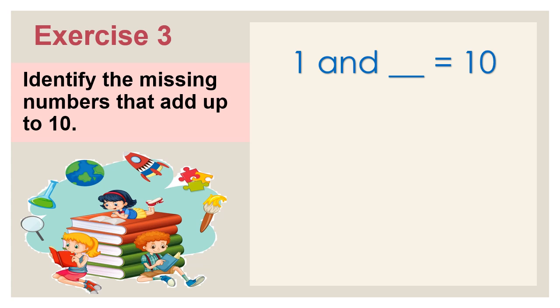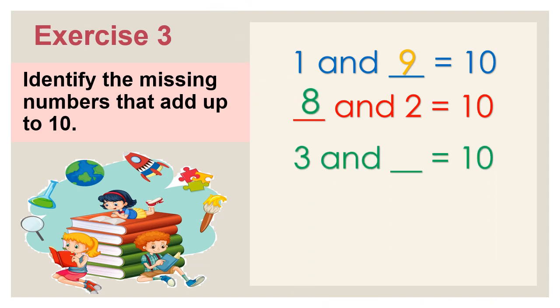You got it? Okay, right? The answer is 9. Okay, let's go to the next one. What's your answer? When you add that number to 2 equals 10. Okay, let's check your answer. Alright. Now, number 3 is, what number is that? When you add to 3, 3 and that number equals 10. Okay, ready? Check your answer.